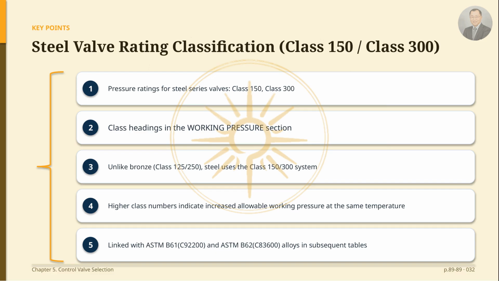Here, I will introduce the operating pressure rating classifications for steel-based valves. Unlike bronze valves, which use the Class 125 and 250 system, steel end valves are denoted by a rating system of Class 150 and Class 300. In the operating pressure section of the table, these two classes appear as separate headings. Generally, the higher the class number, the higher the allowable operating pressure under the same temperature conditions. You should read these class divisions in conjunction with the rating tables for the C92200 alloy of ASTM B61 and the C83600 alloy of ASTM B62 that follow.